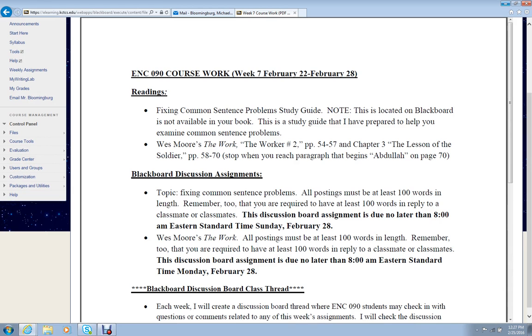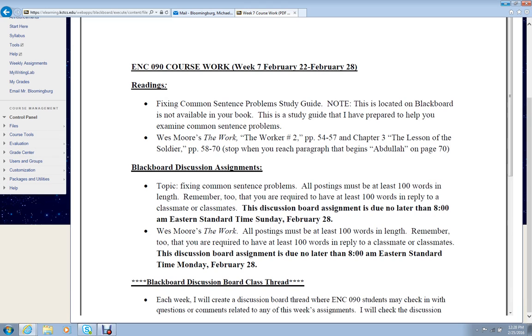The first thing to do is note the readings for this week. We are not in the ebook this week. Instead, I've put together a study guide for fixing common sentence problems. I realized that I uploaded the wrong sheet to begin with, so I've gone in and fixed it. If you noticed that it was an assignment, we're going to be working on that assignment, but I lifted it for now because we'll work on it next week. And I've put the actual proper study guide in, so check that out in the weekly assignments. I'll show you what it looks like in just a minute.